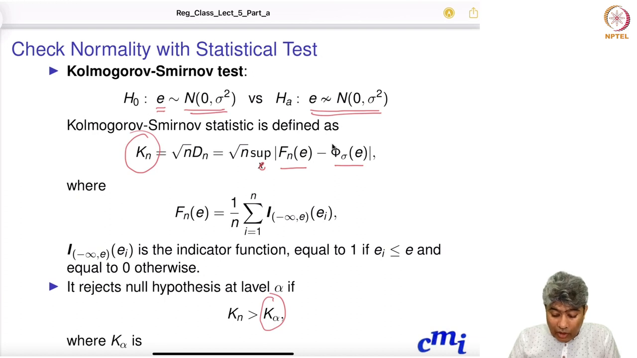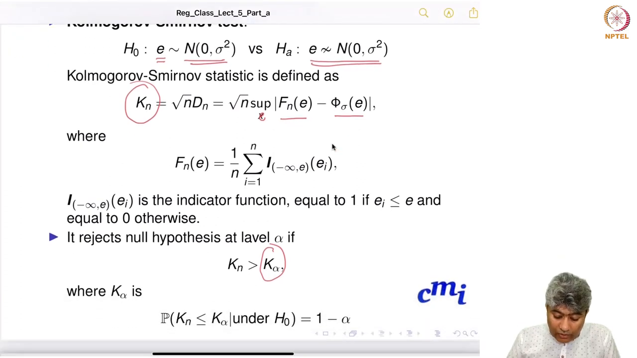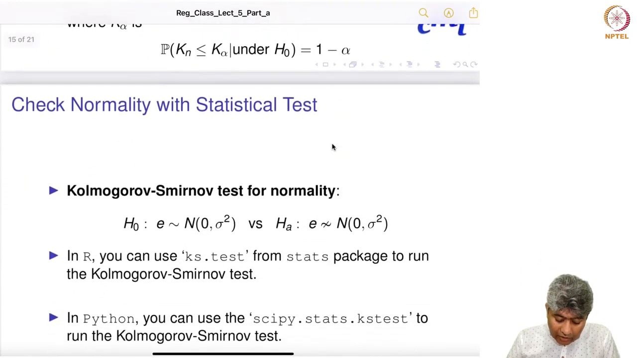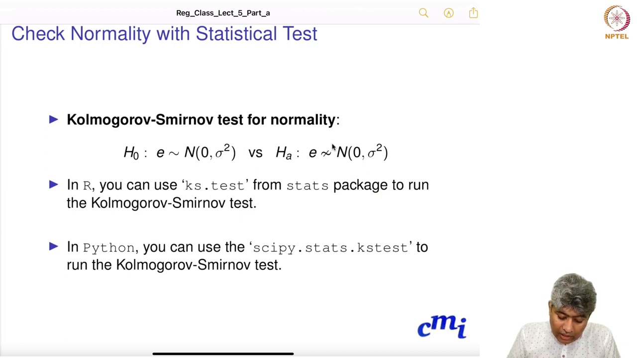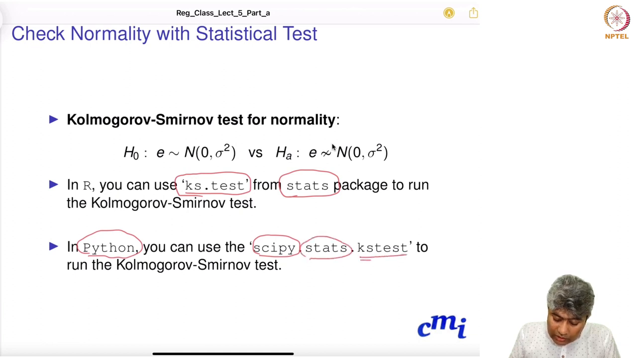So that is the way we do the Kolmogorov-Smirnov test at an alpha level percent. In R you have ks.test from the stats package, and you just run the Kolmogorov-Smirnov test. And in Python, from scipy you call the stats module, and from there you have the ks test to run the Kolmogorov-Smirnov test. So in both R and Python you have all these.